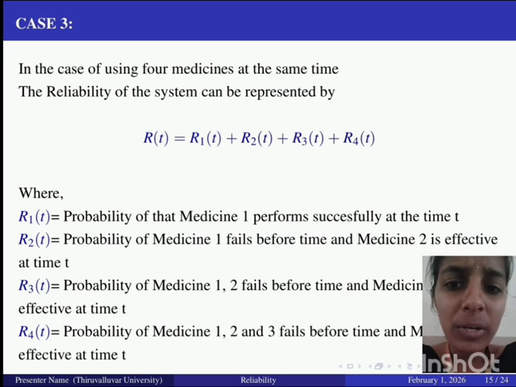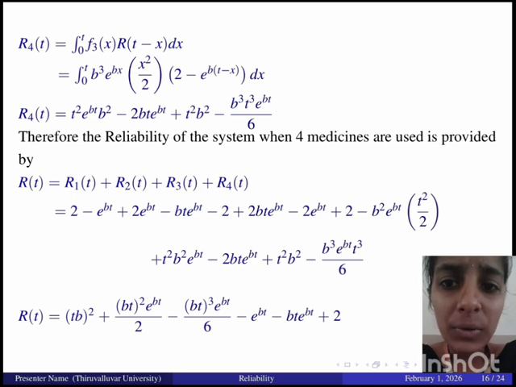R3 of t is the probability that medicines 1 and 2 fail before the time and medicine 3 is effective at the time t, and R4 of t is the probability that medicines 1, 2 and 3 fail before the time and medicine 4 is effective at the time t, and R4 of t is equal to the integral from 0 to t of f3 of x into r of t minus x into dx. We substitute the value for f3 of x and r of t minus x. We get R4 of t is equal to t square into e power bt into b square minus 2bt e power bt plus t square into b square minus b square t cube e power bt divided by 6.